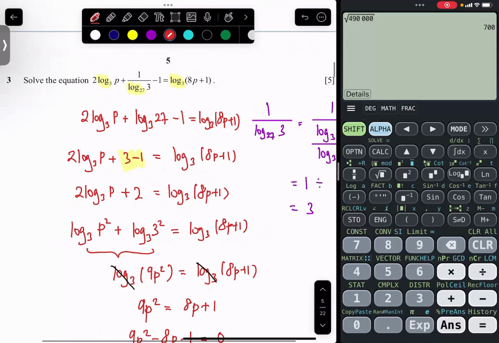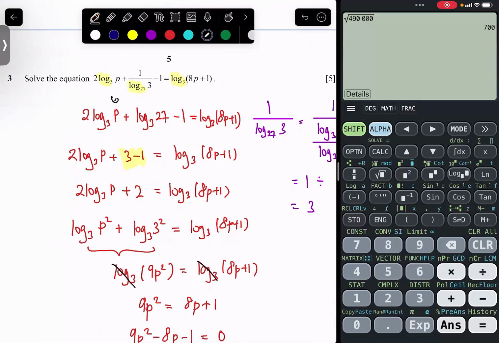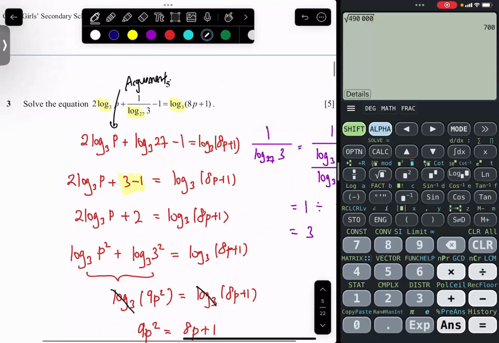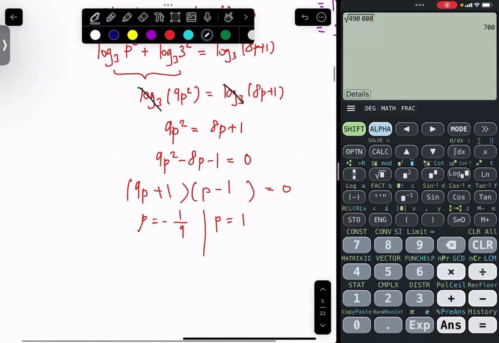But p cannot be negative, because p exists as an argument. When we talk about logarithms, this is the base, this is the index, and this is the argument, the result of it. This number cannot be negative. Therefore p equals negative 1 over 9 is rejected.